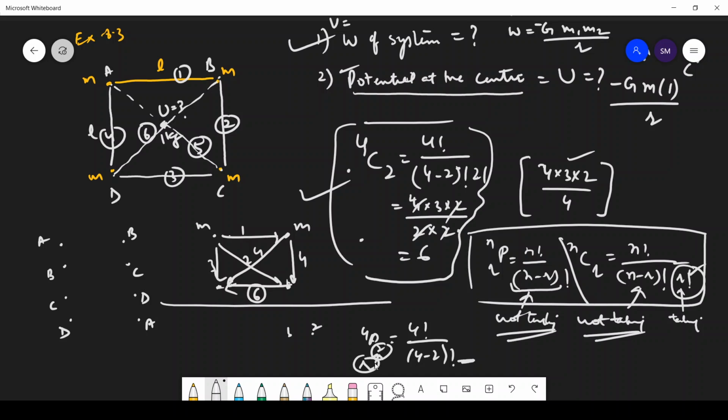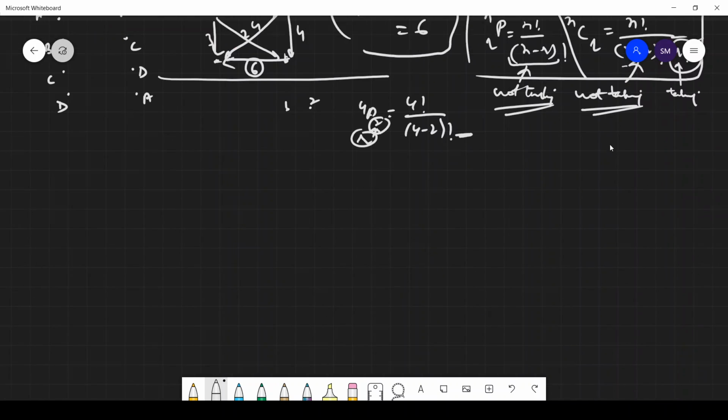So here I am concerned with the arrangement of these two that I am taking, so that is why I am not dividing by this. Here I am eliminating the one which I am taking and the one which I am not taking, so their positions don't matter, which one is first or which one is second. So that's maths, not physics. Okay, let us do physics.